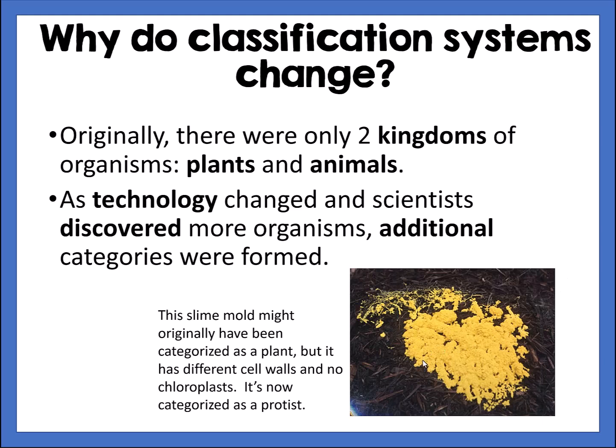So this slime mold might originally have been categorized as a plant, but it has different cell walls and it has no chloroplasts. As you can see, it's not green. It's now categorized as a protist.